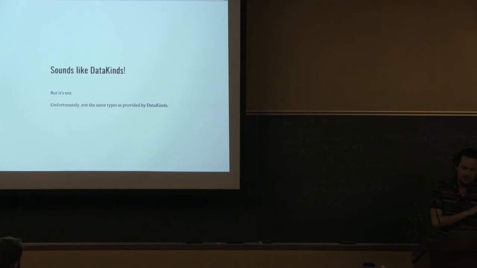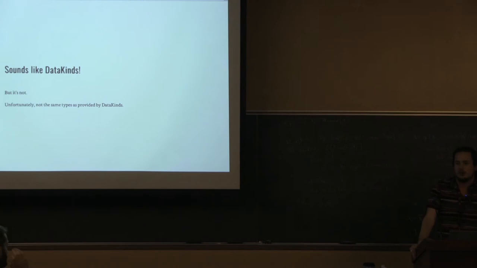But before we do, it sounds a lot like DataKinds, right? Where we made a new type for every value. Unfortunately, these are not the same types, which is really terrible. The problem is DataKinds are not of kind Star, so they can't exist at the value level. They don't exist at runtime, right? So it's unfortunate, but we need to kind of double our efforts here. The good news is we got the DataKinds for free, so it's not really too much more work.